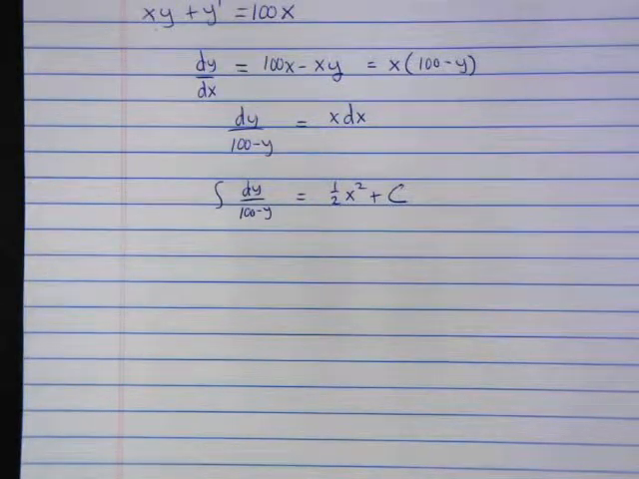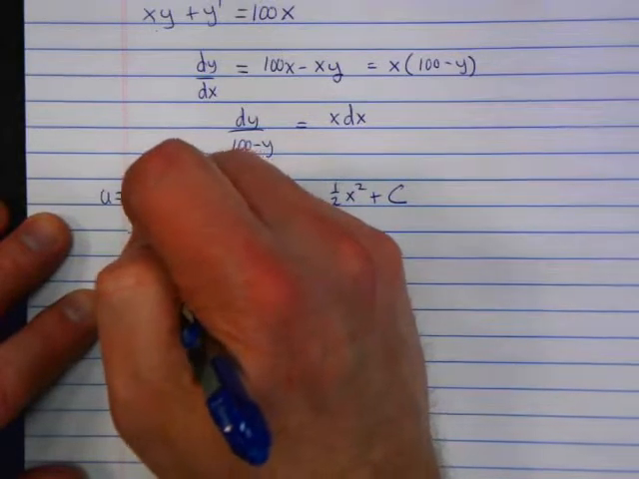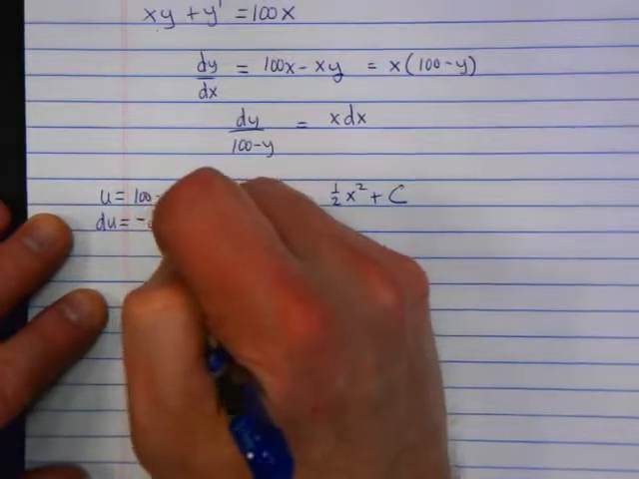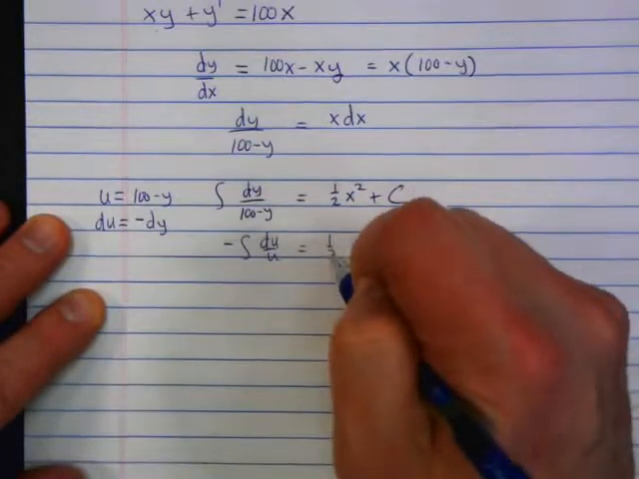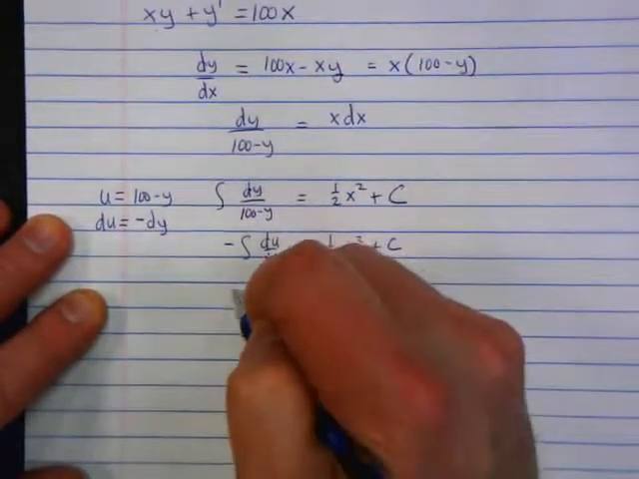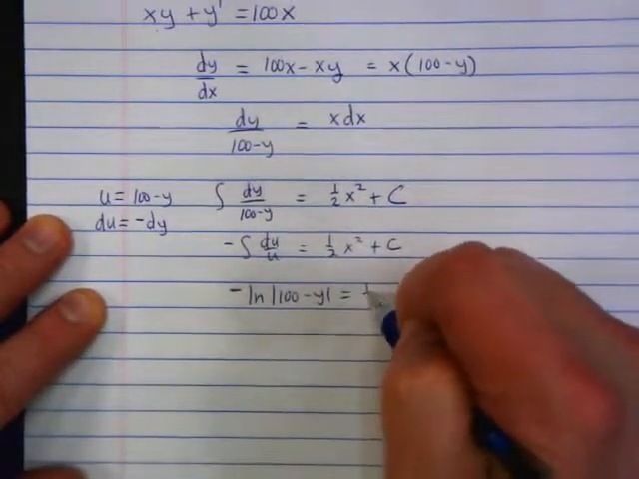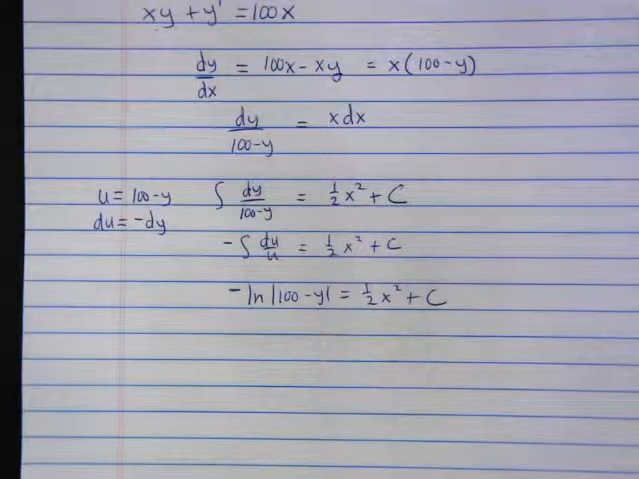What's the integral of dy over 100 minus y? That's a u substitution problem. u is 100 minus y, so du is negative dy. So this becomes negative integral of du over u equals 1/2 x squared plus c. So that's negative ln of 100 minus y. I skipped a step there. Instead of writing negative ln u and then plugging my y's back in, I just did it all in one step. Almost exactly the same thing we had last time, isn't it?